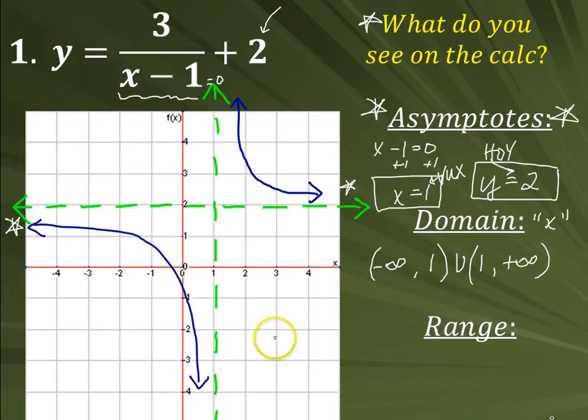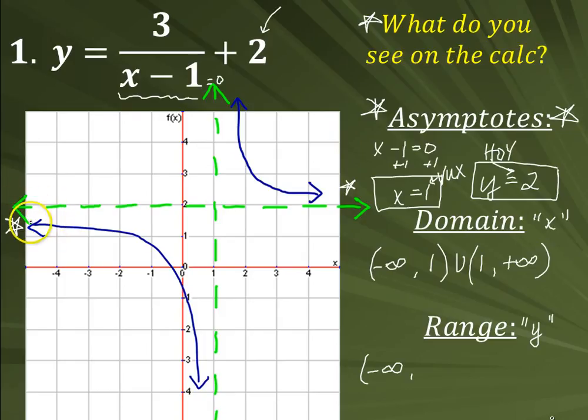Okay, so let's look at our range. This down here is going to keep going down to negative infinity. And remember, that's because our range is our y's. So negative infinity, and then we come up, and where does this branch right here stop? It stops at the asymptote.